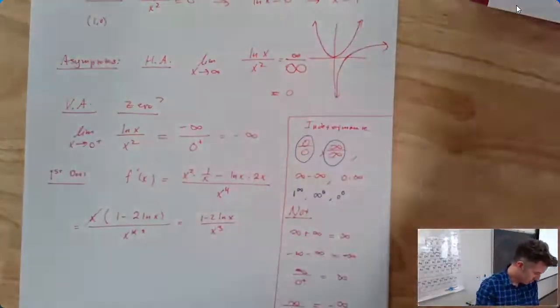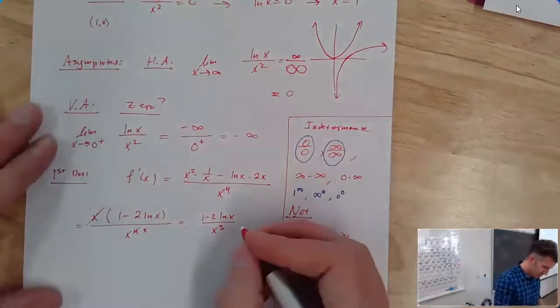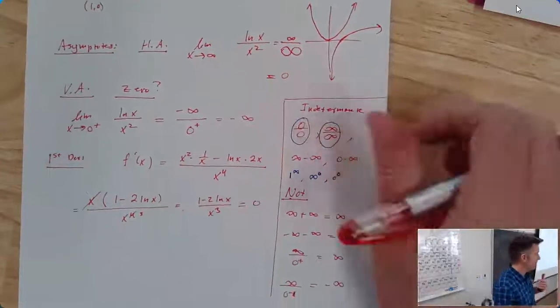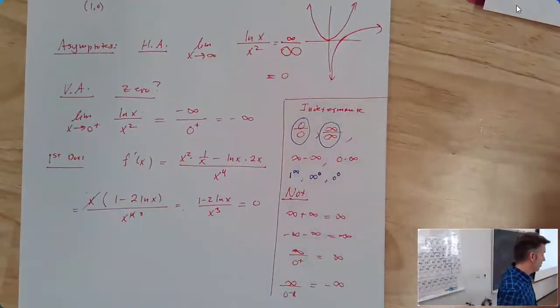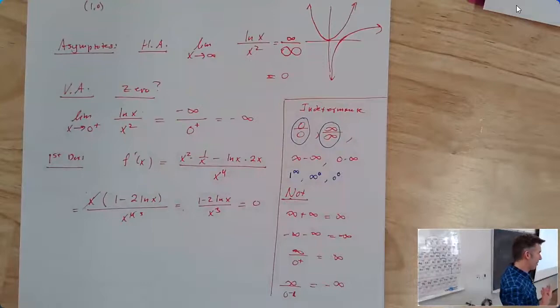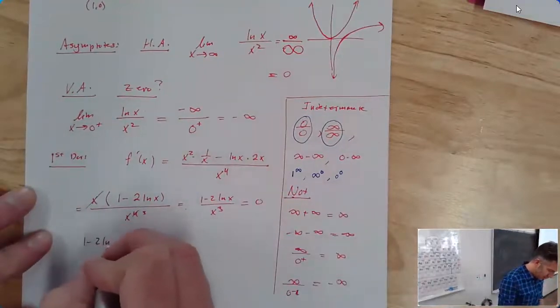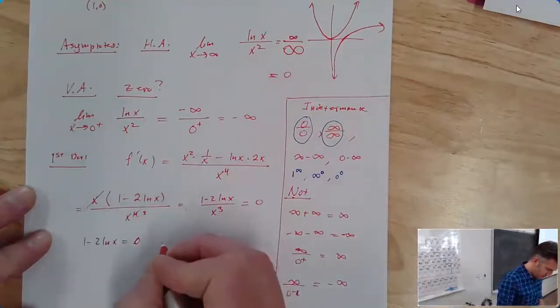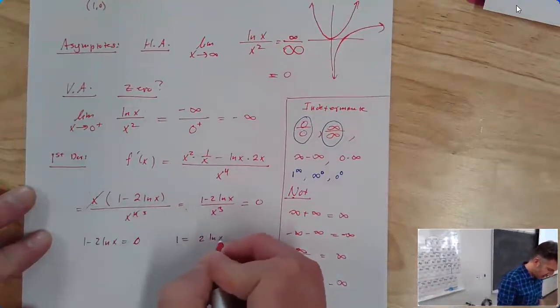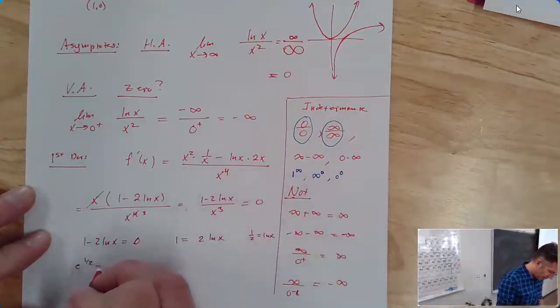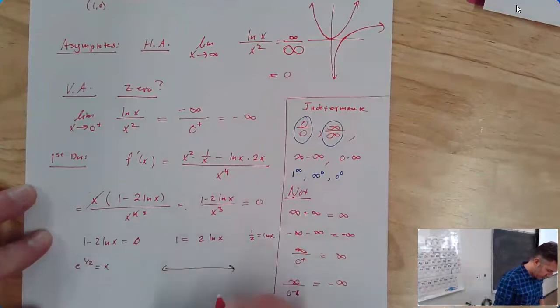Okay. So back to this one. I set this equal to 0. Well, I'm not going to worry about x equal to 0 being a critical point because it's kind of the end of the domain. So it's going to end up on my number line anyway, but not as a critical point because it's not in the domain, but just as where we have a vertical asymptote. I set the whole top part equal to 0. 1 minus 2 natural log of x equal to 0. 1 equal to 2 natural log of x. 1/2 equal to the natural log of x. E to the 1/2 equal to x. Number line.